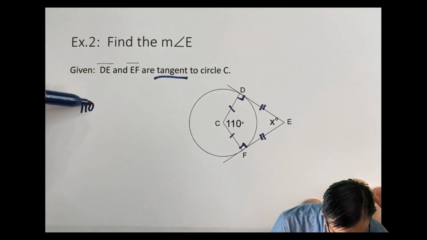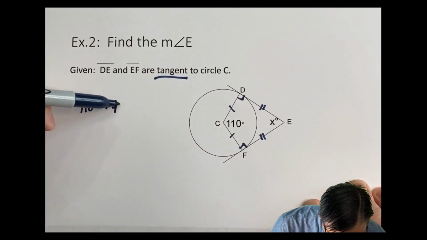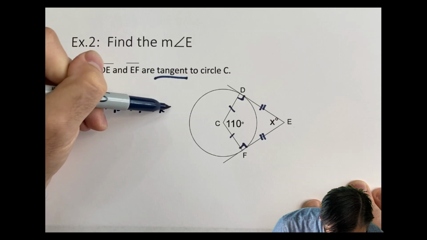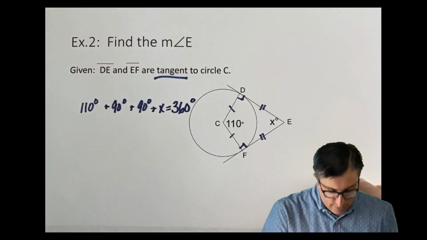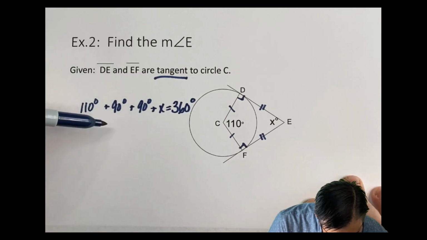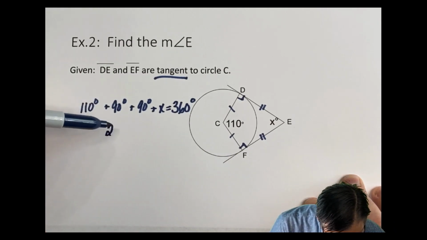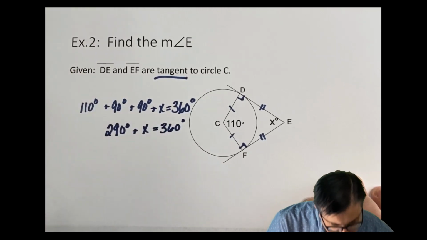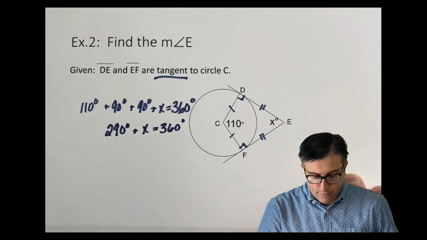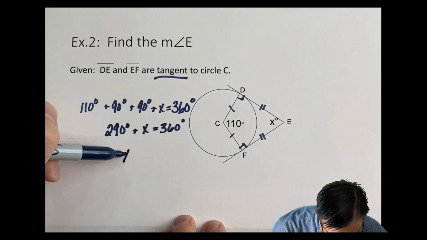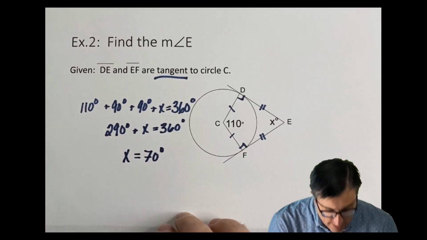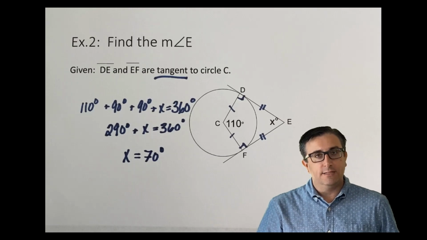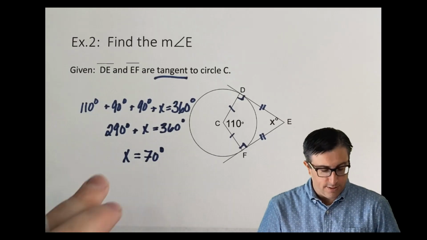So we know that 110 degrees plus angle D is 90 degrees, plus angle F is 90 degrees, plus X equals 360 degrees. Add these up. 110 plus 90 plus 90 is 290 degrees, plus X equals 360 degrees. Subtract 290 from both sides. You get our missing angle E to be 70 degrees. So you're always looking for points of tangency meeting up with radius, because when they do, you form right angles.